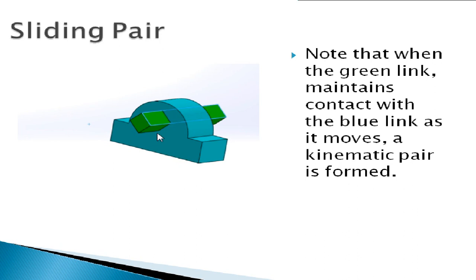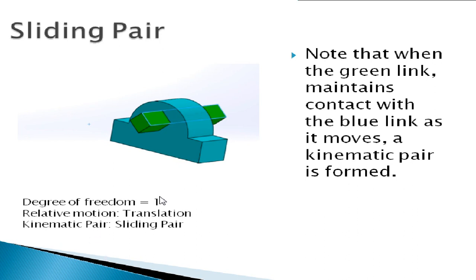Also, we can see that again in this case only one type of motion is possible, namely translatory motion. The green link can only slide within the hole. Thus we say that its degree of freedom is 1, because there is only one type of relative motion which is possible, and that relative motion is translation. So you can call this pair a translating pair, or you can call it a sliding pair. Let us try to see a few more examples.